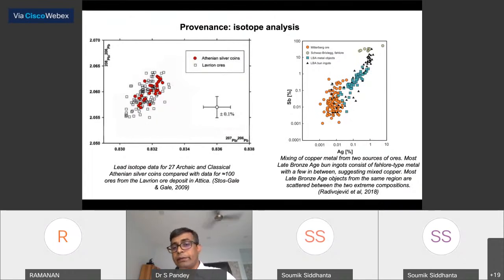In another study, if you see, this is about late Bronze Age metals. There were two sources of ores. This is a kind of comparison between these two metals. And if you see this one, this is the Mitterberg ore, which is concentrating right here. And then it has Schwarzbixleg ore, which is concentrating right at the top. So these are two ore analyses. In between, the black triangles that you see were late Bronze Age ingots.